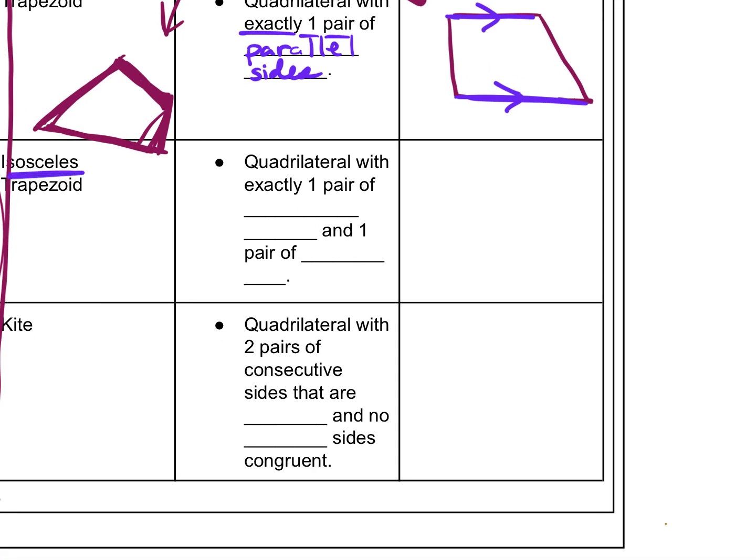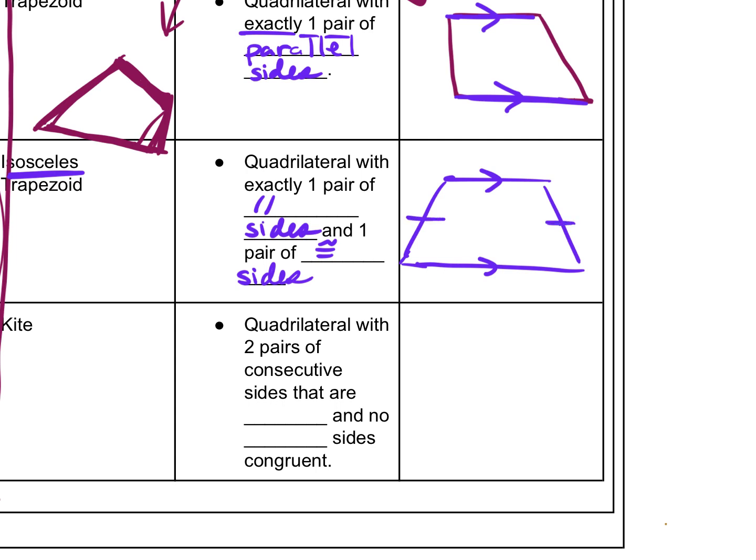An isosceles trapezoid then has one pair of parallel sides, but it also has one pair of congruent sides. So this side will be the same as that side. Okay, so that's an isosceles trapezoid. That's more the one that you're going to see on the test. What do you know about this trapezoid?